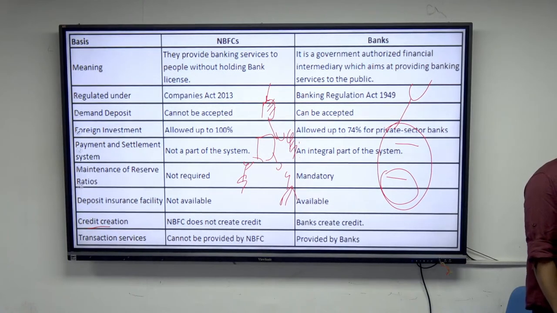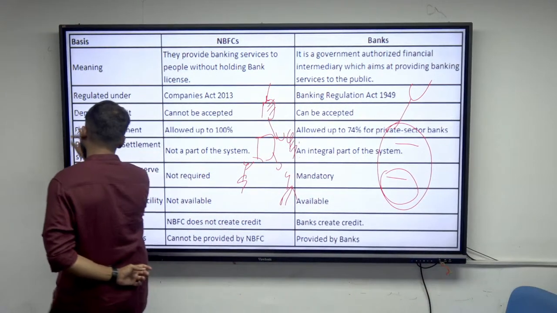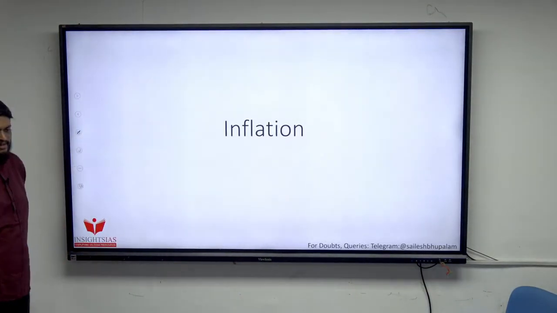Any difference between tier 1 and tier 2? Tier 1 capital means permanent capital. Tier 2 capital is temporary capital. This part we already saw. That is the difference.